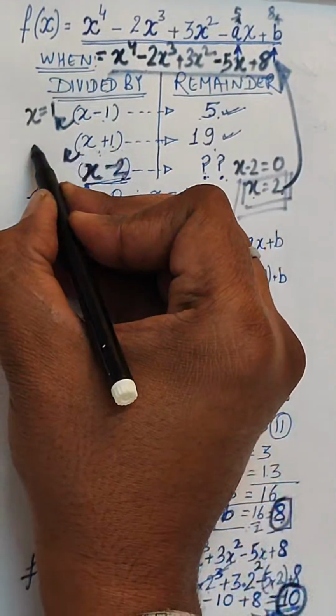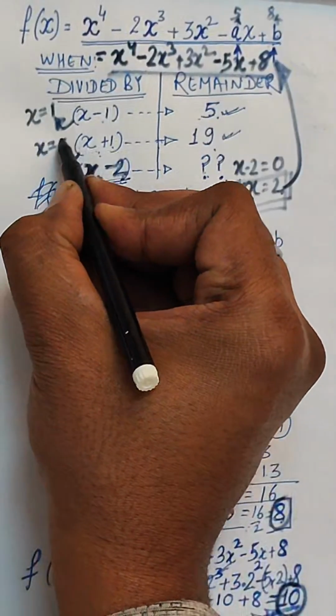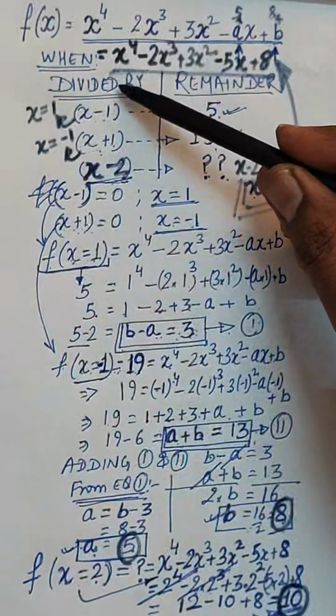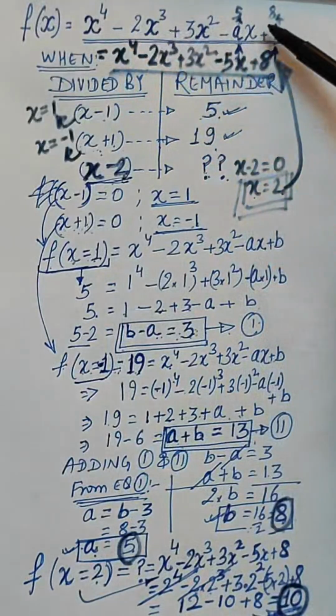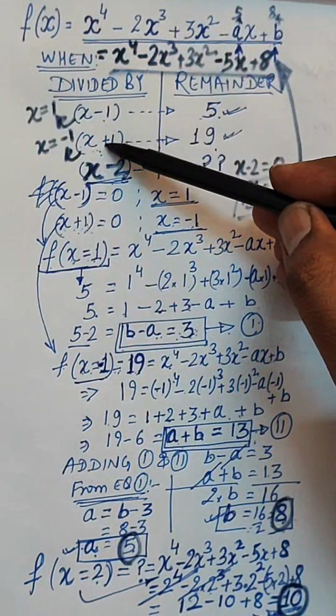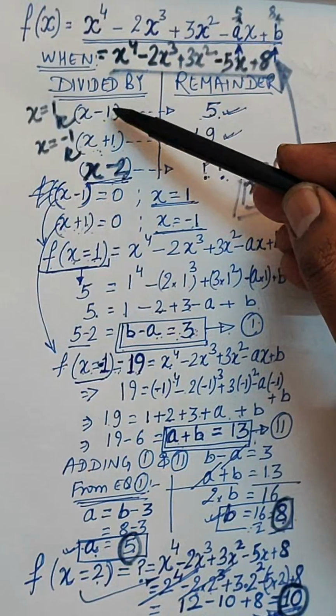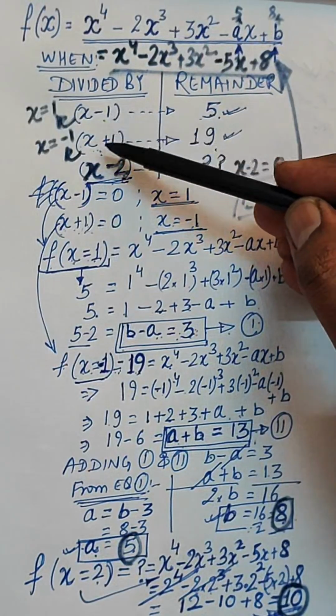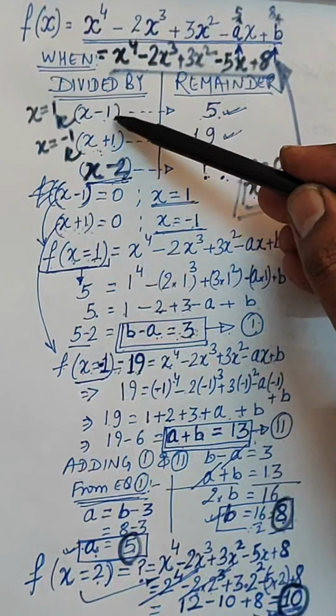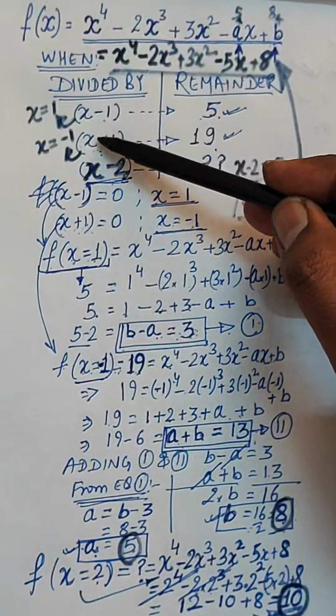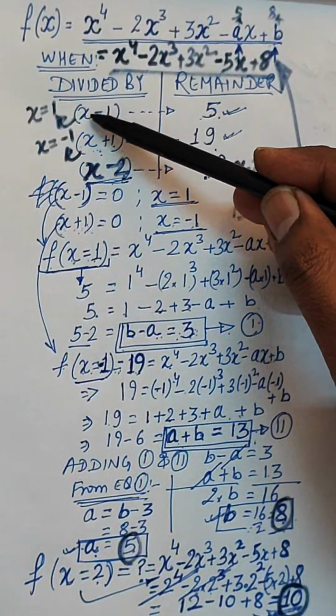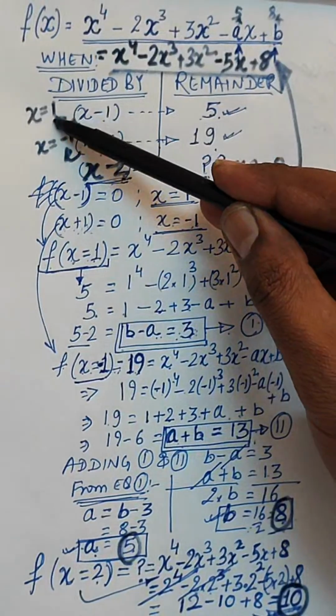Then x plus 1 shows that x equal to minus 1. So when it's given that some polynomial is divided by x minus 1, x plus 1, just consider this as a factor. इसको फैक्टर समझ के इसको हम लोग इक्वेट कर देंगे 0 से, then we get the corresponding values of x, right?